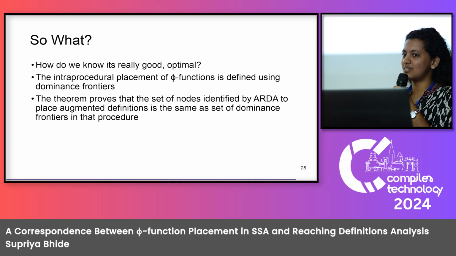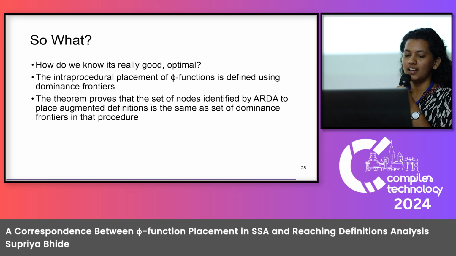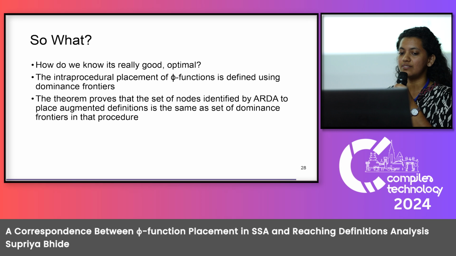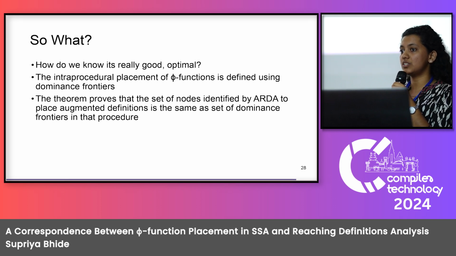So what? We spoke about all these things, but is it really optimal? How do we know that? So the placement of phi functions is defined using dominance frontiers, and it is very well tested, verified, and used in production compilers. So it's tried and tested, and our theorem proves that the set of nodes identified by augmented reaching definitions analysis to place these augmented definitions coincides with the placement of phi functions that has been given by the classical SSA phi placement algorithm.